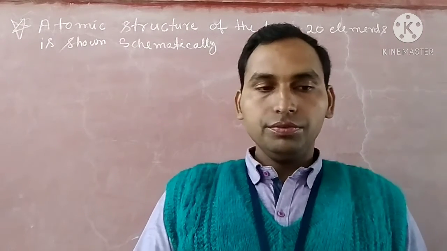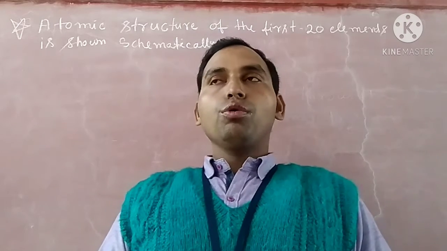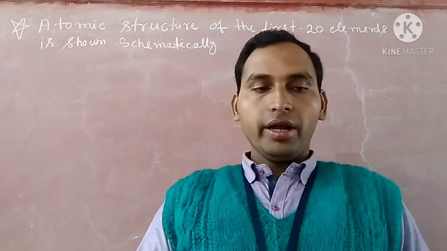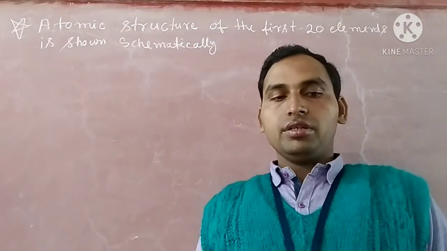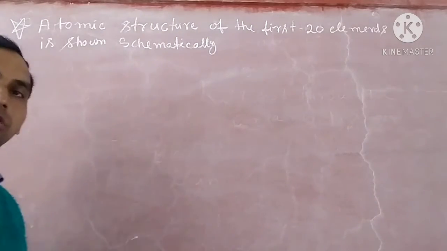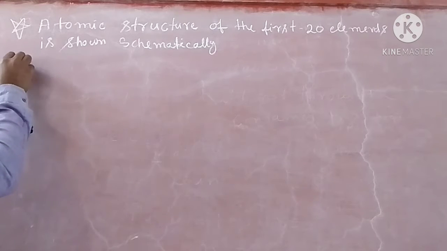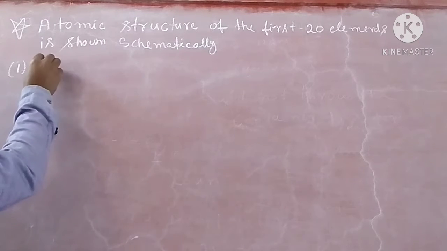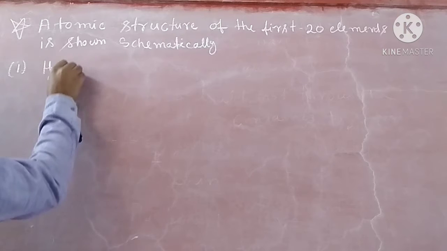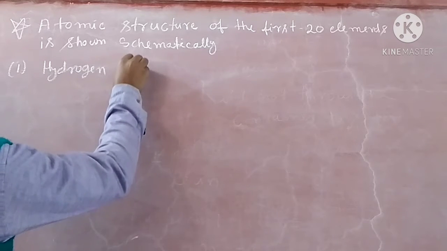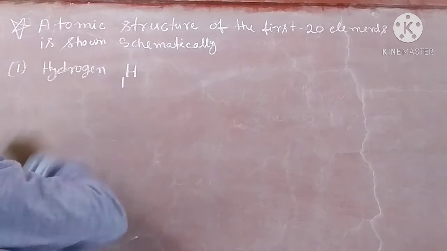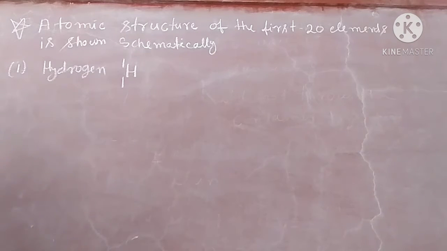Today we will continue with how to put electrons in an atomic structure. The atomic structure of the first 20 elements is shown schematically. You see here, first, the element hydrogen. Its symbol is H, atomic number 1, mass number also 1. So how to put electrons in the atom?